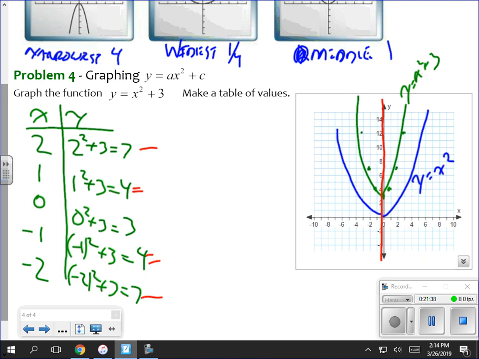Why do you hold the blue line on there too? As an example, this is the parent function, just to show you what changes are made. When I added the 3, what happened? This is the parent function. This is the basic one. This is the same thing with 3. It moves the whole thing up 3. Just for a visual adjustment. Does that make sense? Any other questions?